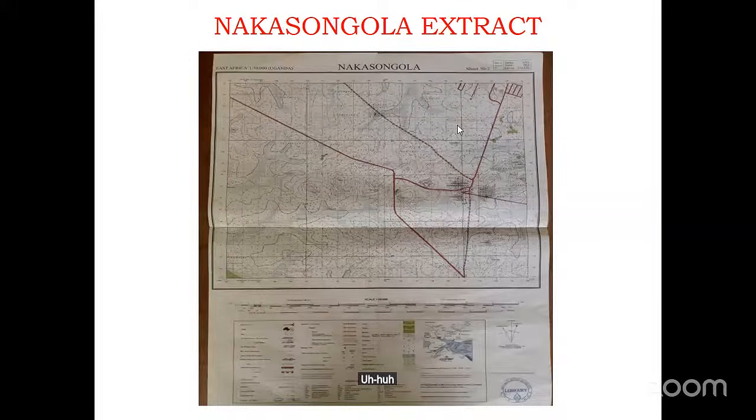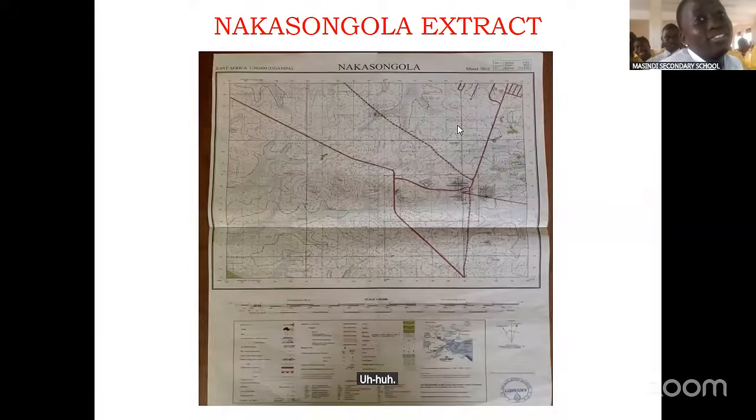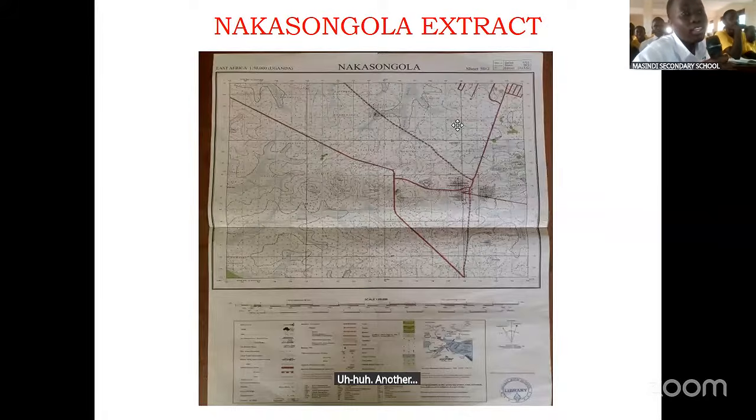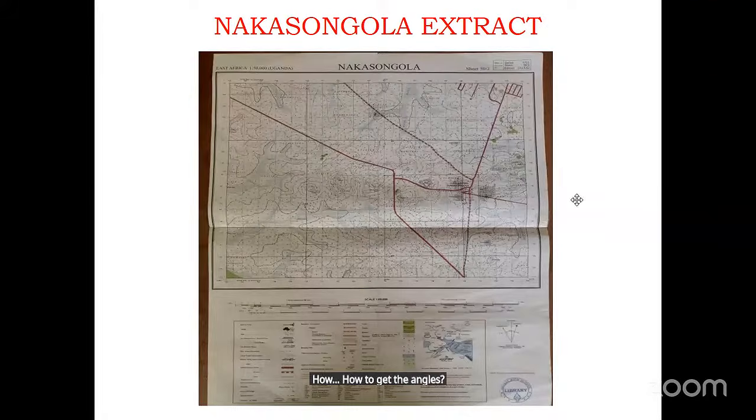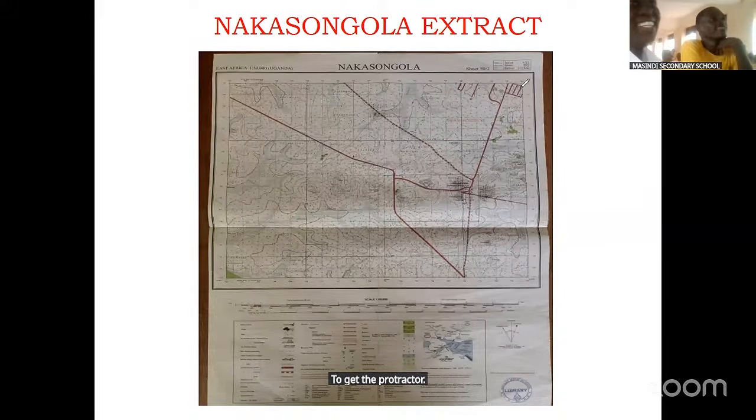How to get the angles? Okay. Do you use a protractor? Yes. You are using a protractor. You are measuring the angles. You get the protractor. Okay.